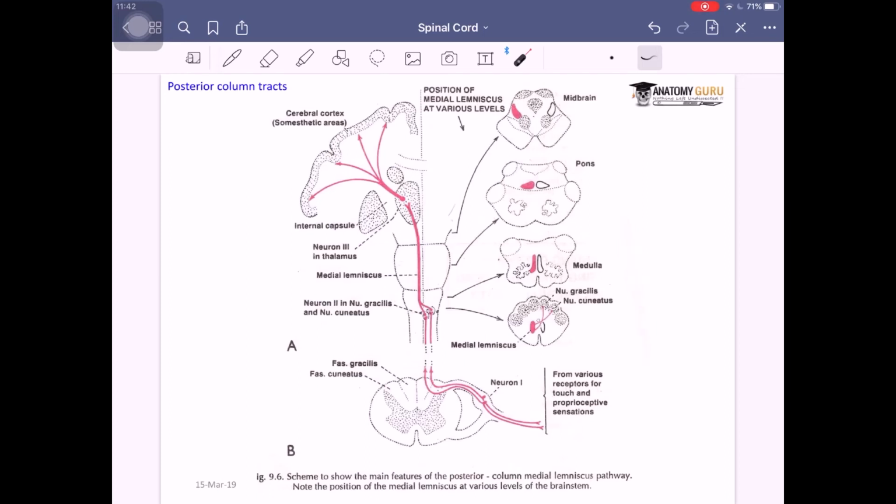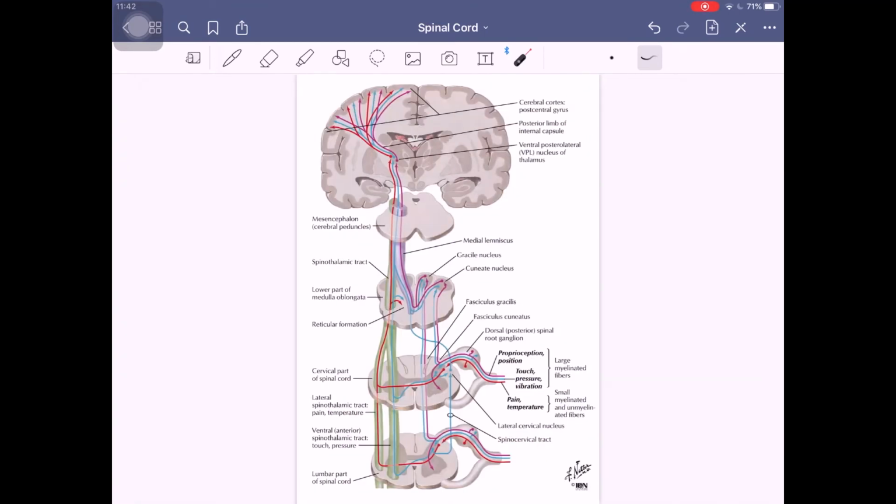These shapes are changing because the tract is not going straight, it is actually going like this, wavy. That is the reason at some areas it is taking a different shape. So that is why it is called a lemniscus and not a tract. Got it?